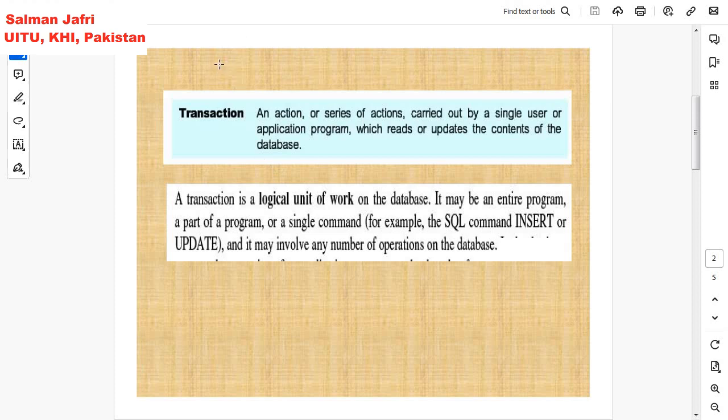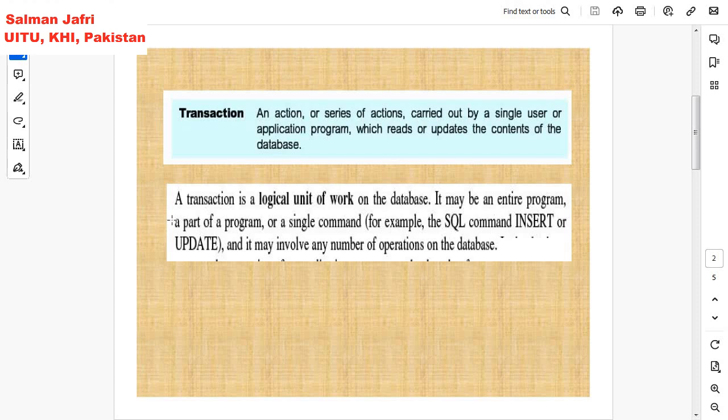Similarly, in this example, unless account A's amount is deducted and account B's amount is incremented or increased, the full transaction does not complete. It is not the case that the amount is deducted from person A's account but the amount is not added to person B's account. So it's basically a full unit or a logical unit of work on the database.